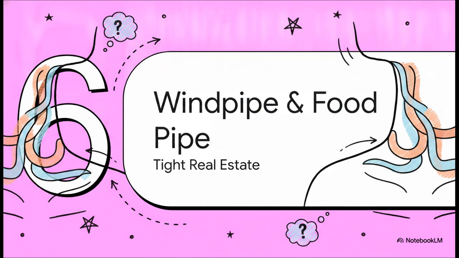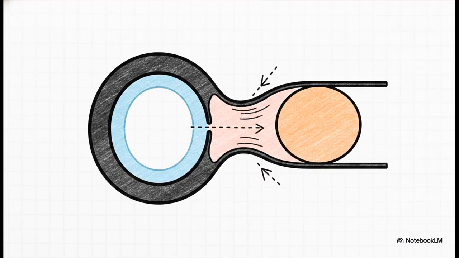Finally, Section 6, windpipe and food pipe. Let's take a look at the extremely tight real estate in our neck and chest. So your trachea, your windpipe, sits directly in front of your esophagus. It obviously has to stay open all the time so we can breathe, which is why it's reinforced by 16 to 20 rings of hard hyaline cartilage. But they aren't actually full circles. They're shaped like a C, and this brilliantly illustrates just how elegant our anatomical blueprint is.